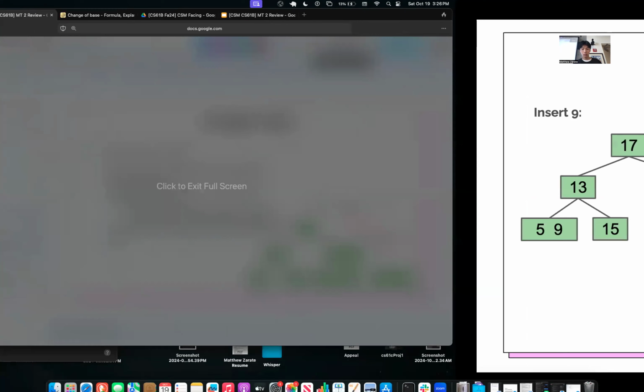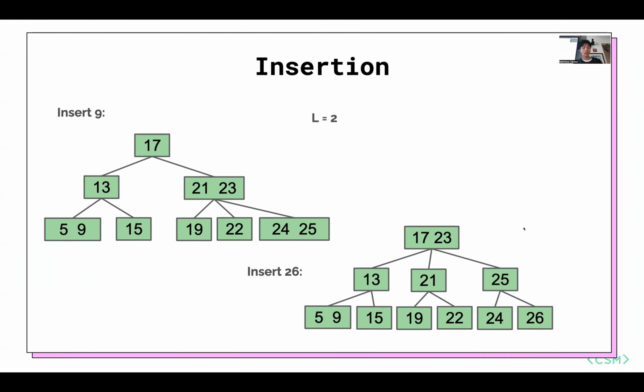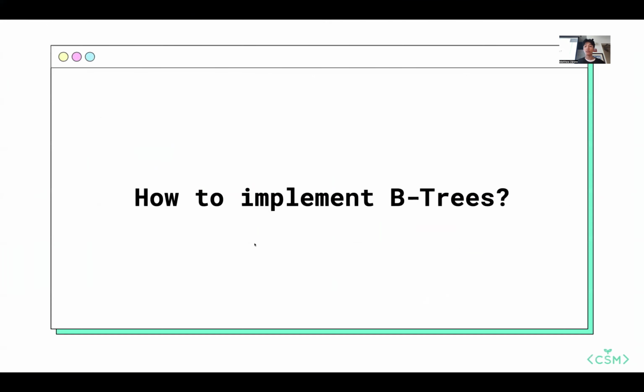This is not. Oh, maybe it's because I'm on the screen share and not on the actual slides. Or oh no, never mind, it works.